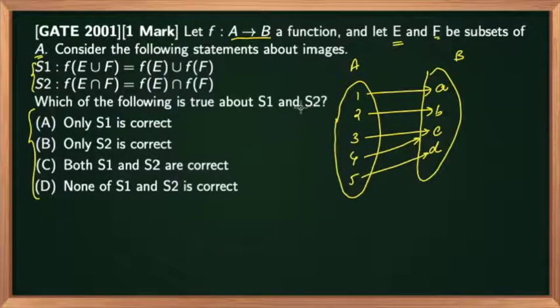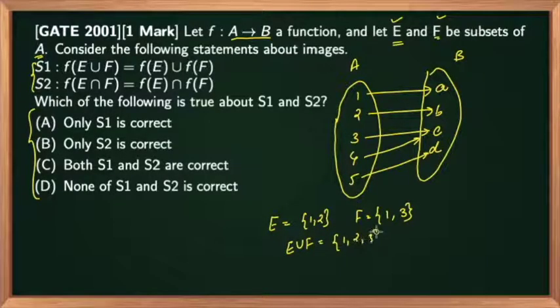Okay, now it says that E and F can be any subsets of A. So I can have E equal to maybe {1, 2}, and F equal to, I can take distinct elements, or I can actually have some elements from E also, right? Because there is no condition between E and F. It said that E and F must be subsets of A, right? So I can have F equal to {1, 3}. Okay, now f of E union F, right? So first we have to find E union F. E union F will be {1, 2, 3}, right?